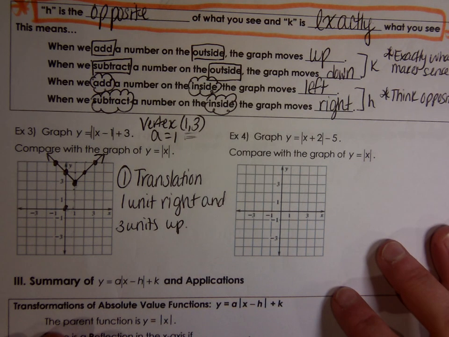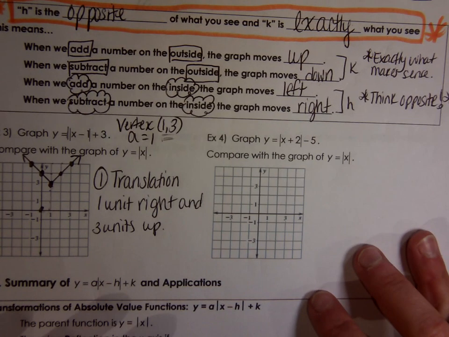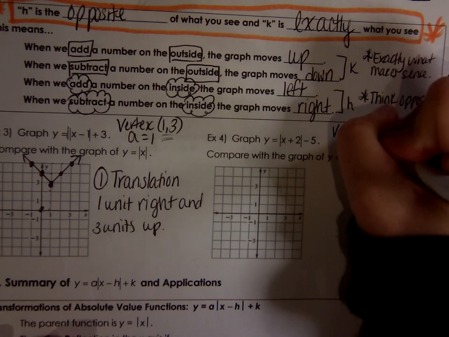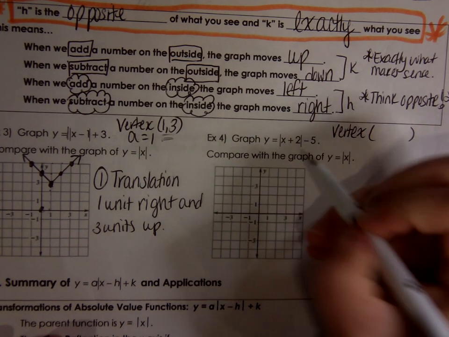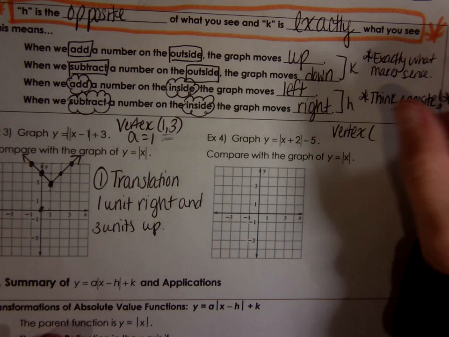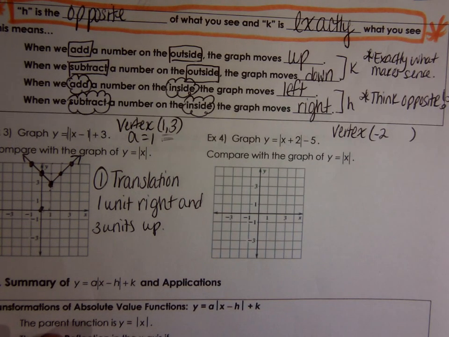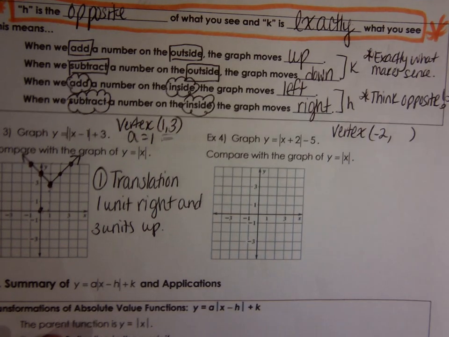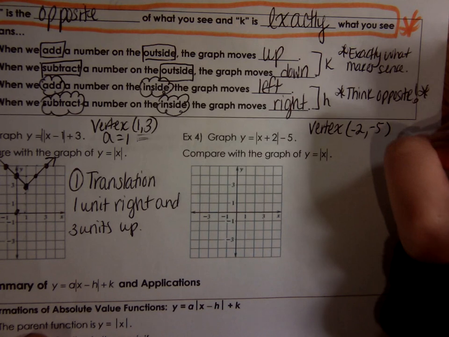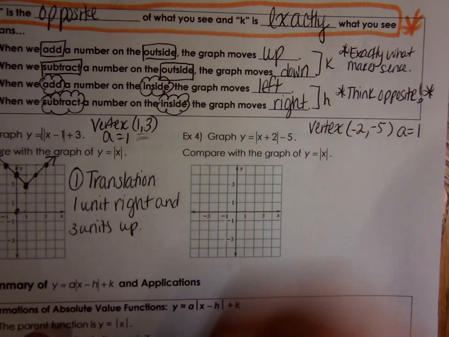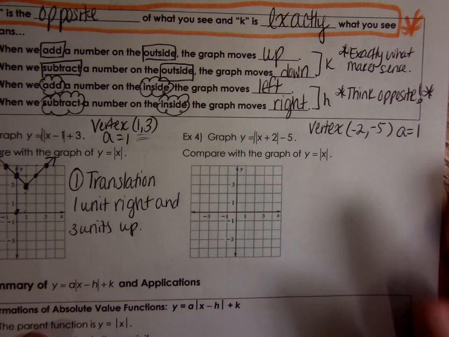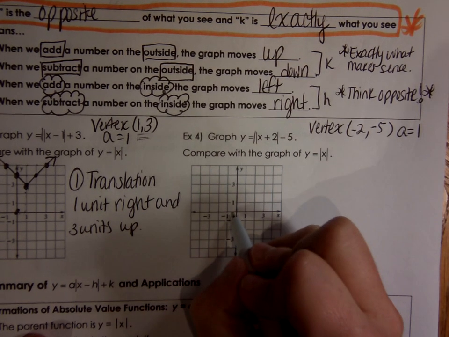Let's go ahead and look at example number 4. In this problem, our vertex is going to be located at, well, I see a plus 2 on the inside, and on the inside it's always the opposite of what I see, so that means my h value is negative 2, and my k value is exactly what I see, so that's negative 5. My a value is once again the number 1. It's an invisible number 1 on the outside of the absolute value, and now I'm going to plot these points. I'm going to plot (-2, -5).